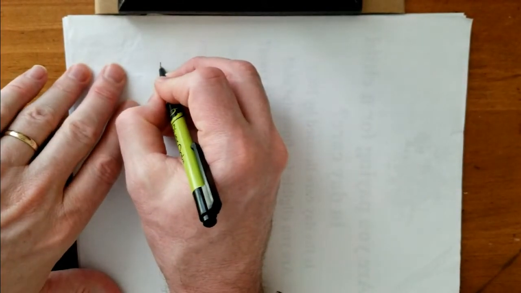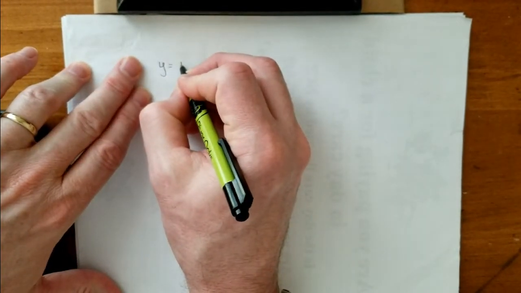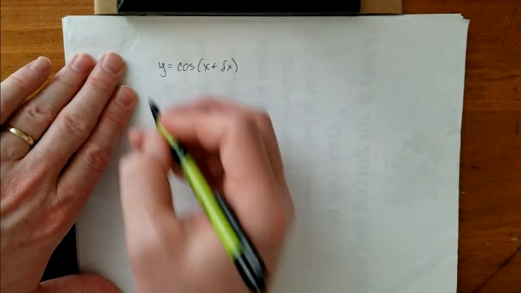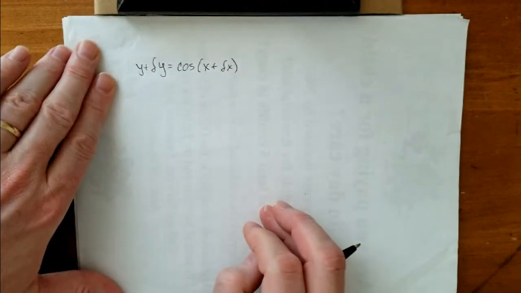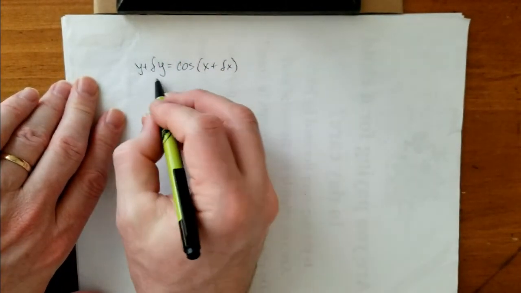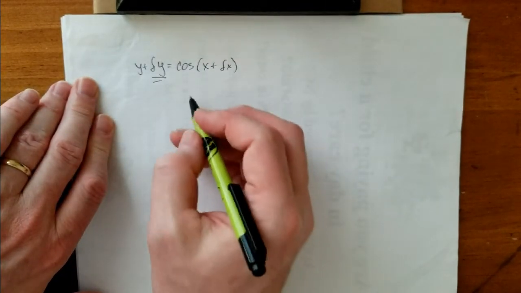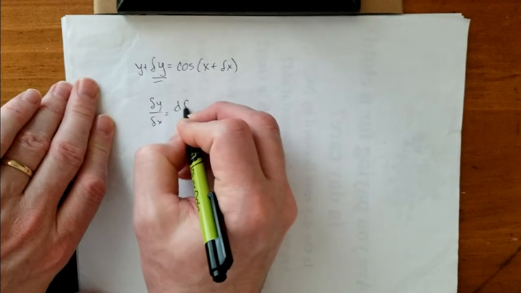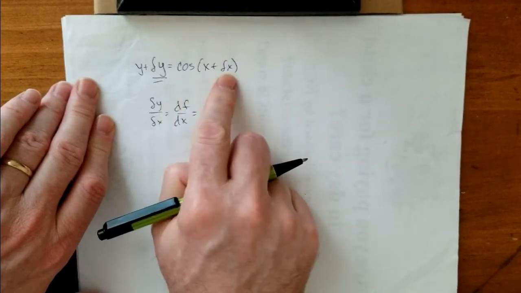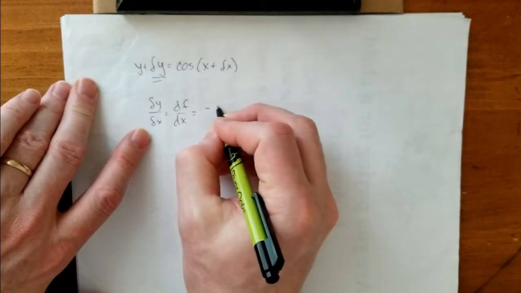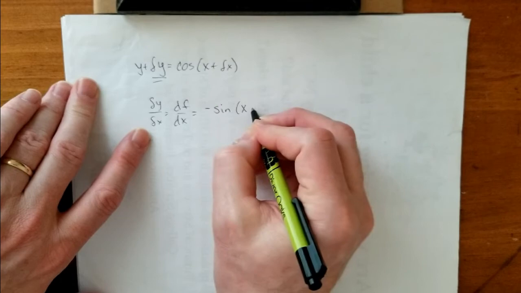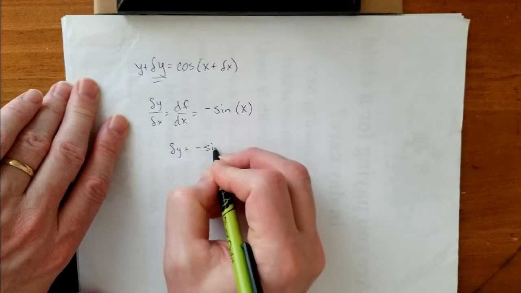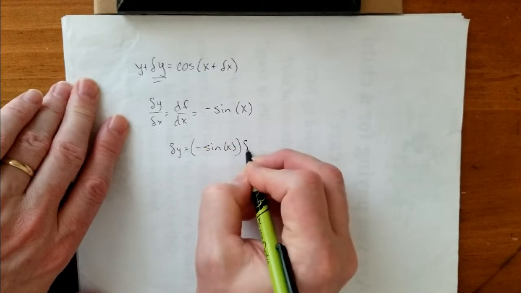And so if I have y is equal to cosine of x plus delta x, and I guess that'd be y plus delta y, then I can find my delta y here, find my uncertainty in the value of y. I know that delta y over delta x is equal to df dx. So I'm taking the derivative of cosine, which is negative sine. So the uncertainty of y is equal to negative sine of x times the uncertainty in x.